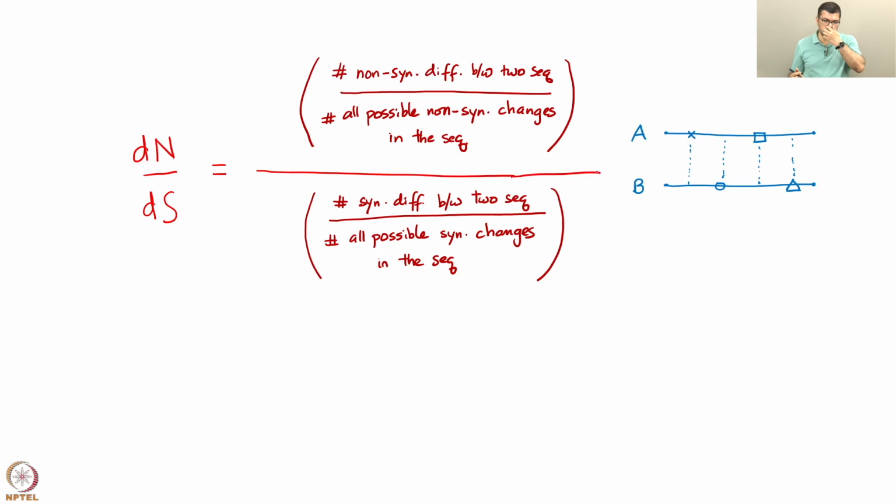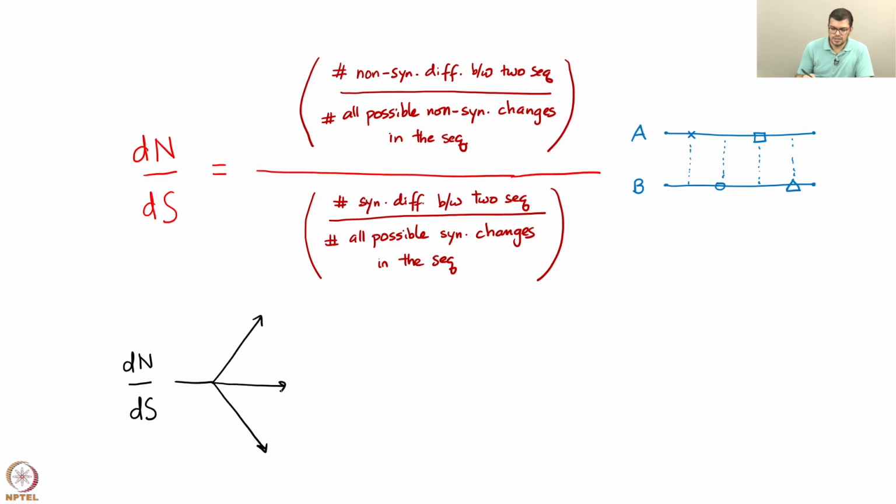And we will just spend a few minutes trying to understand what the different values of dN by dS tell us when we actually implement this strategy on a particular gene in two species, for instance. Typically, this dN by dS ratio, the number that we get, is classified into three different groups.